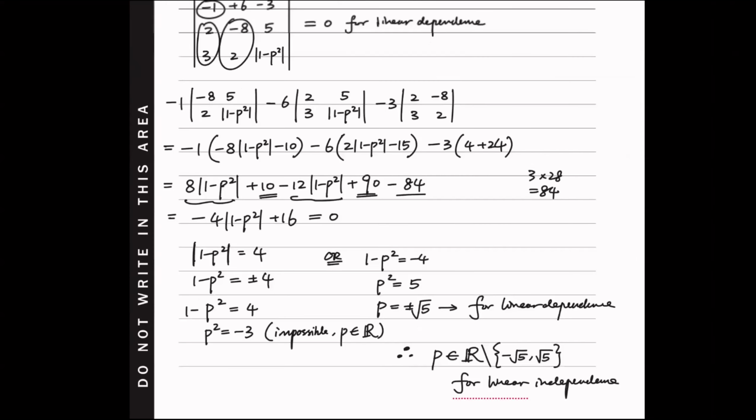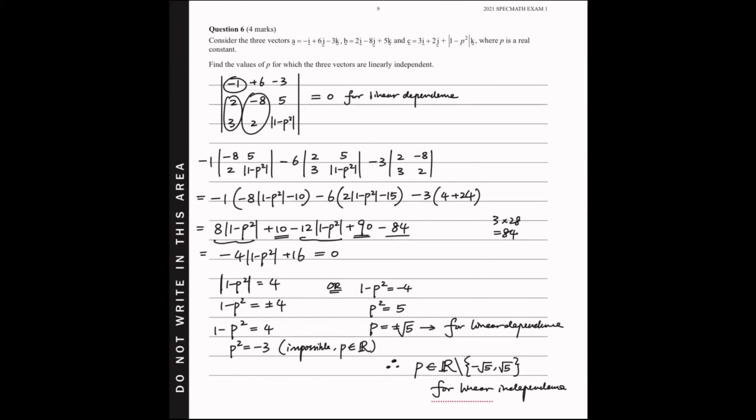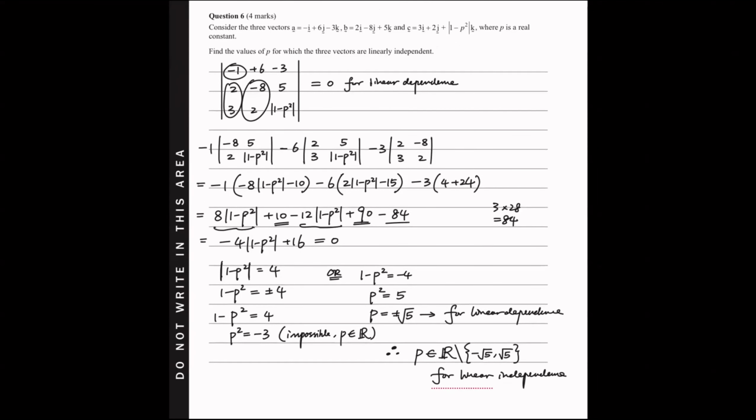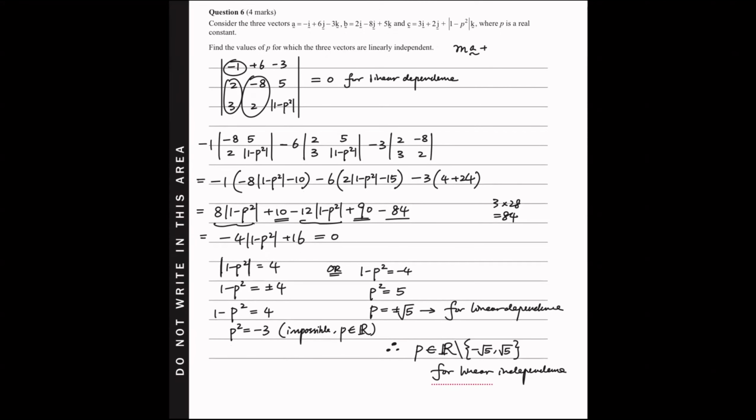Okay. So that's pretty much question 6. And yep, you can also use, let's say, mA plus nB equals C, and get the m, n values and then get the 1 minus p squared value, but the procedure will be the same for the rest of the question. All right, linearly independent. Just be careful with the wording.